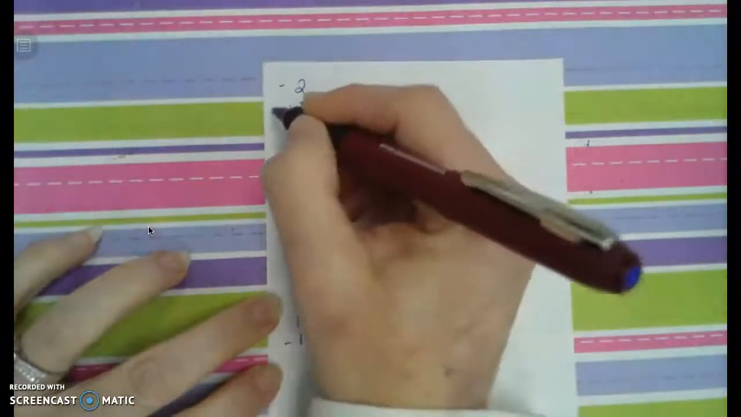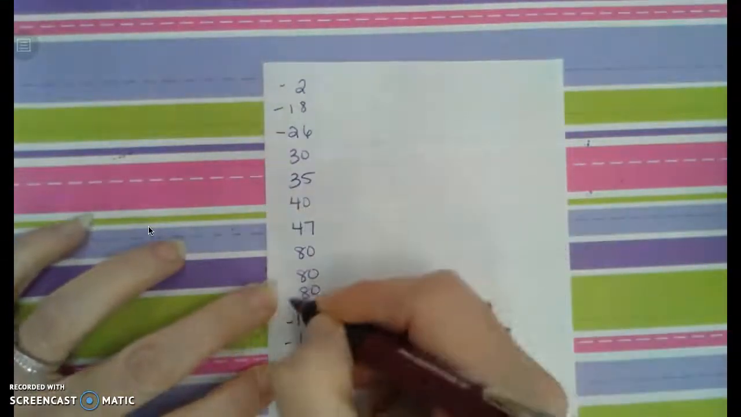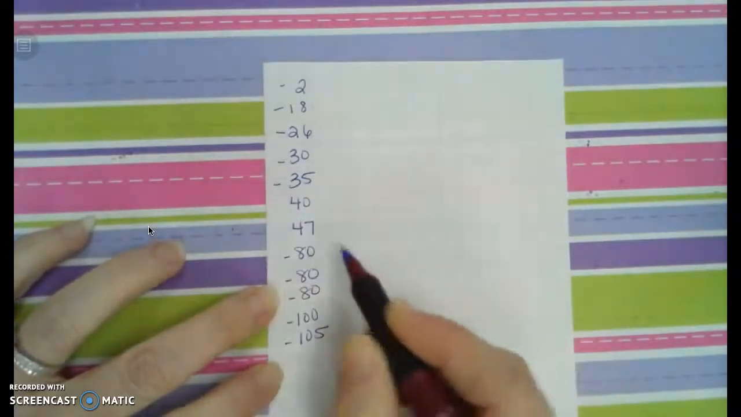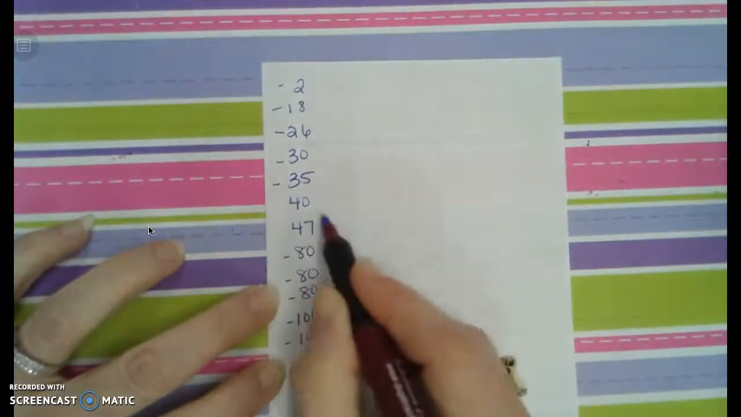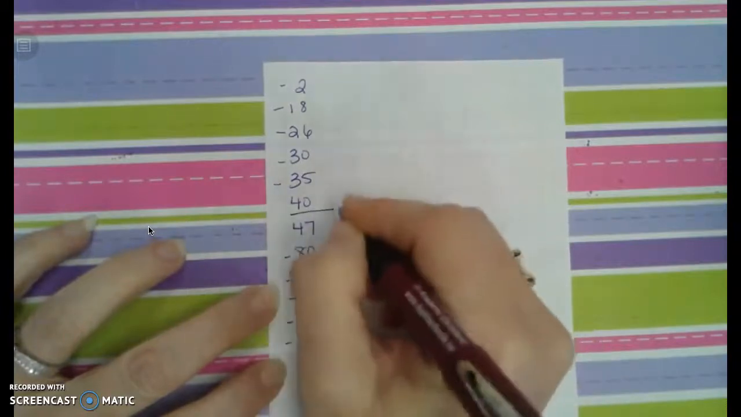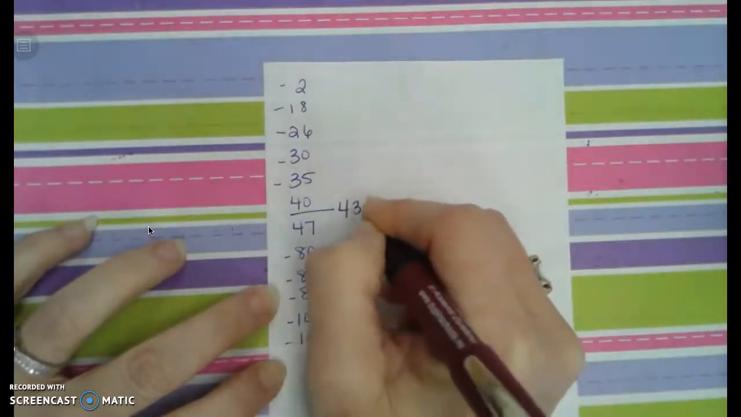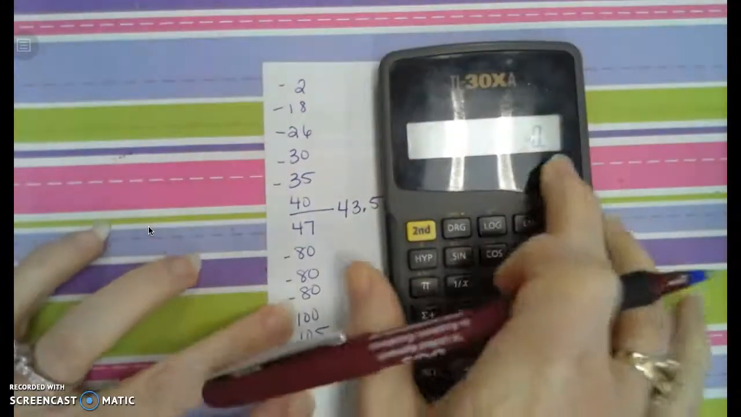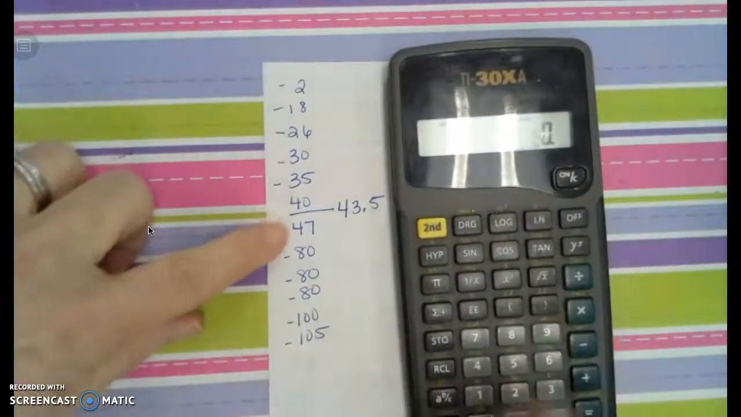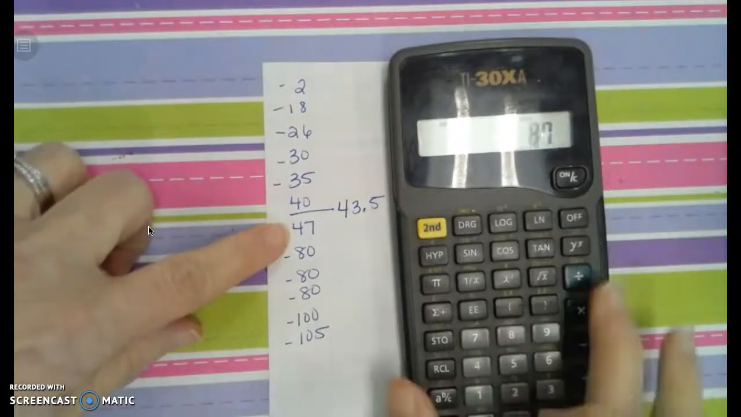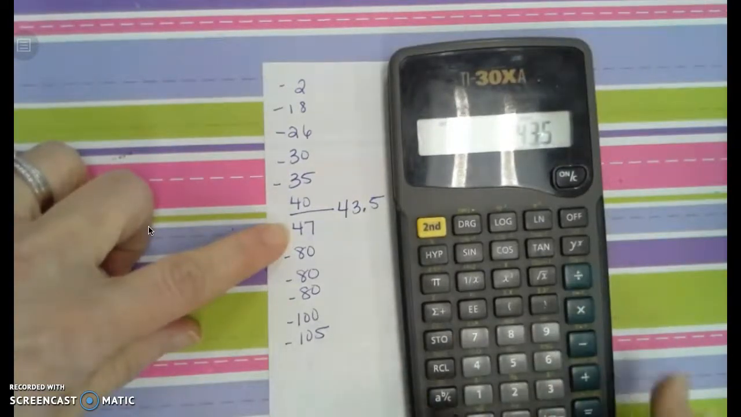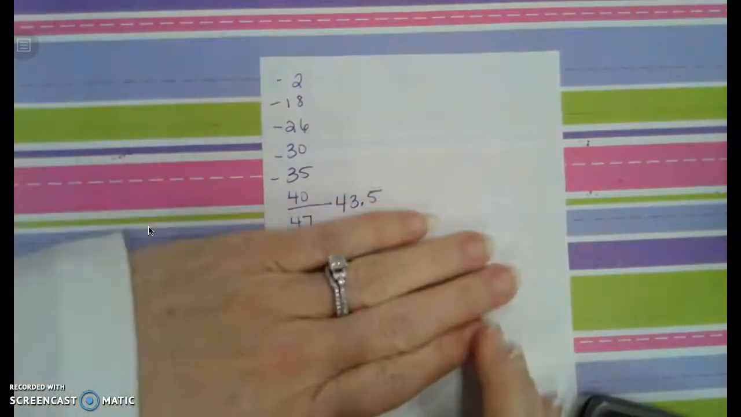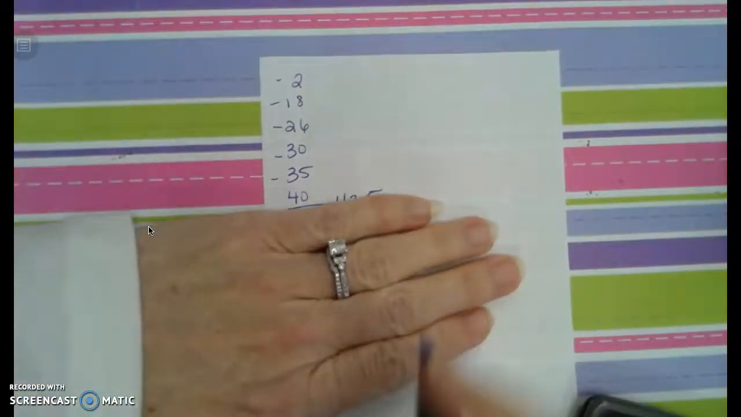Top, bottom, top, bottom. Okay, again, I have 2. And I'm pretty sure that's 43.5, but for some reason, I just feel like I need to check it. So I would add 40 and 47, which would be 87 divided by 2. Yep, 43.5. Okay, so remember, we do not cover up that 40.